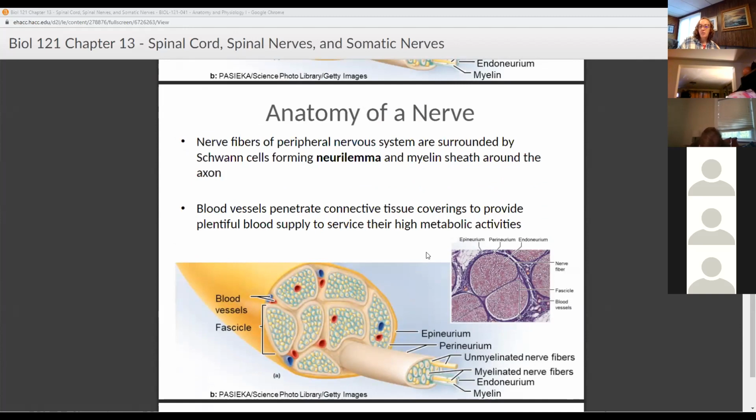Nerve fibers of the peripheral nervous system are, remember, surrounded by Schwann cells, and the neurolemma is the most outer layer of the Schwann cell myelin. Blood vessels are going to penetrate the connective tissue coverings to provide a blood supply for the metabolic activities of the axon.